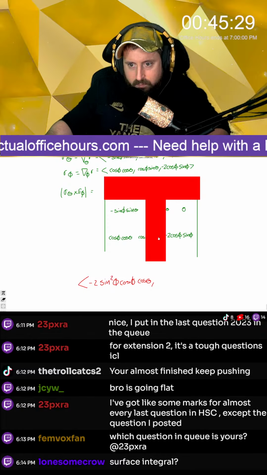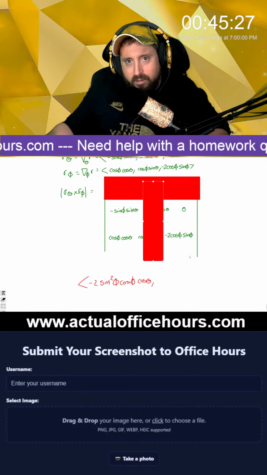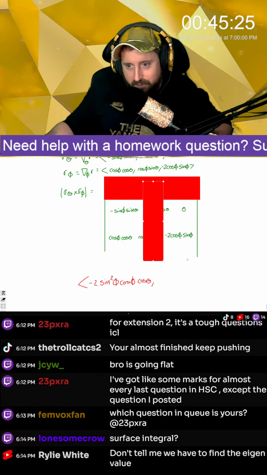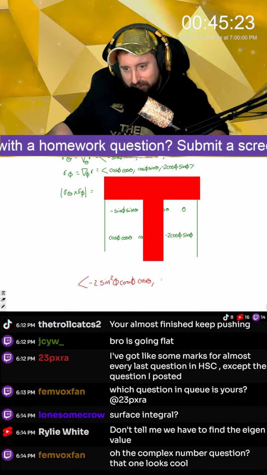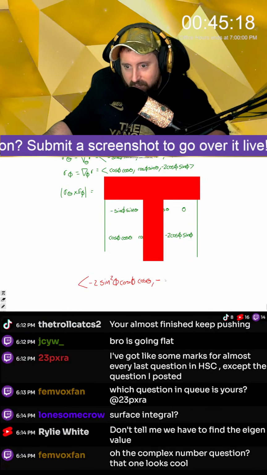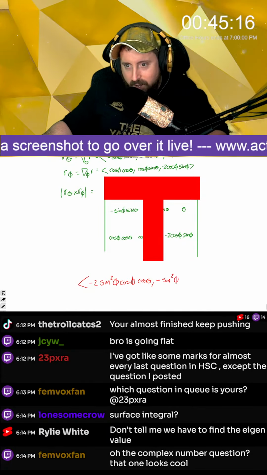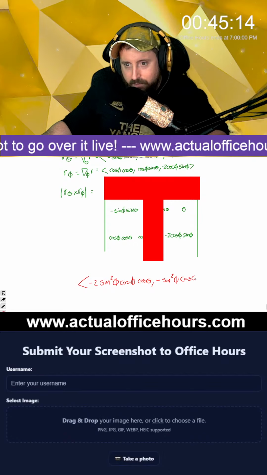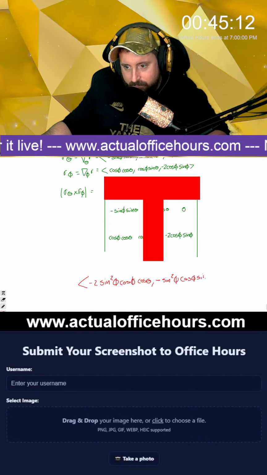It is a surface integral. But it's... No, we don't have to find eigenvalues. No, I don't think so. I don't have to. Okay. And then this is negative. And that's going to be sine squared phi, cosine phi, sine theta.